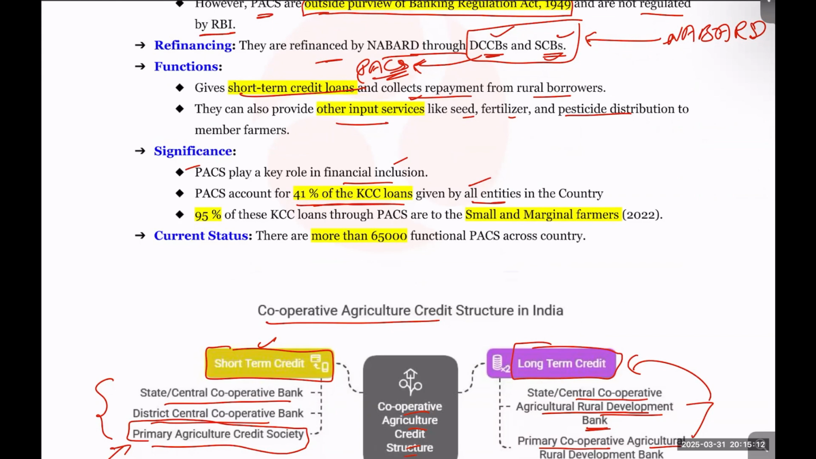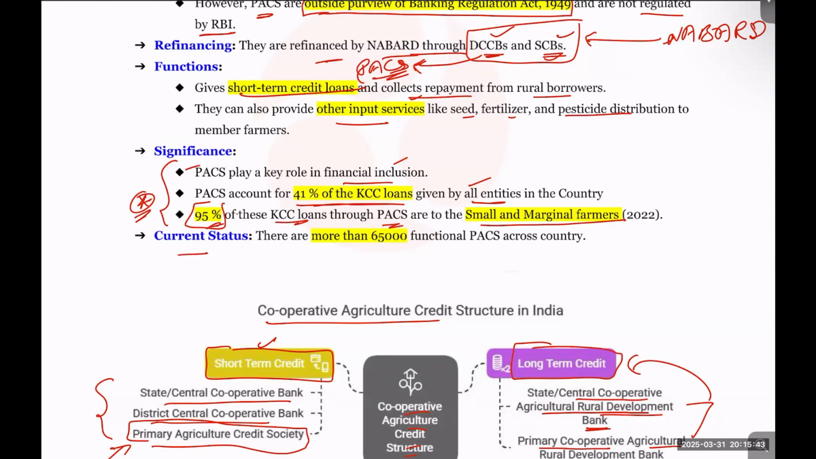Okay, so of all the loans given to the farmers, 40% of the loan is given by these bodies to the farmers, and 90% of the KCC loans through PACs are given to the small and marginal farmers. So this is the importance of this organization, primary agriculture credit societies. 95% of the loan is given to the small and marginal farmers.